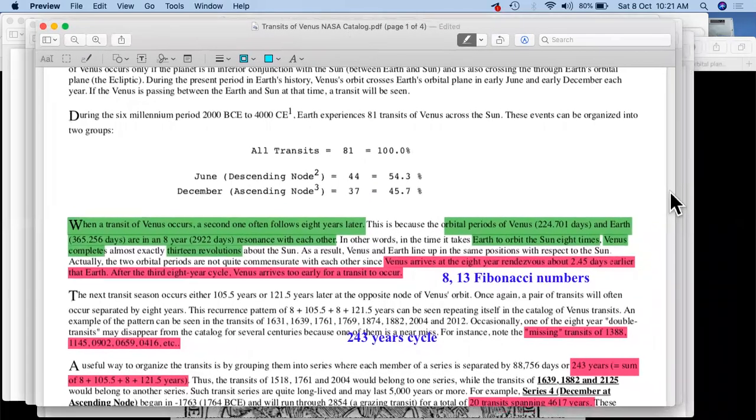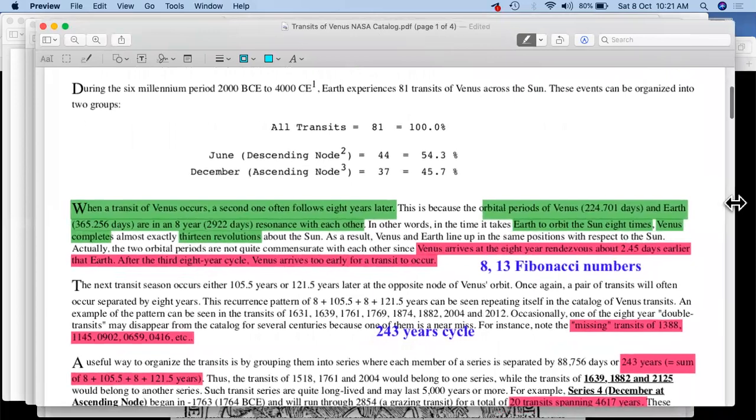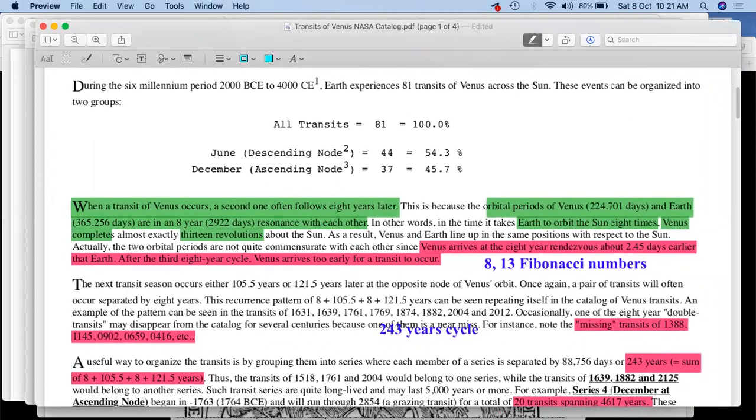Right, let me just zoom across this page if possible. Yes, better now. So that is one thing. Second thing, we'll just read further. Venus and Earth line up in the same position with respect to the Sun. Actually, the two orbital periods are not quite commensurate with each other, since Venus arrives at the 8 year rendezvous about 2.45 days earlier than Earth. After the third 8 year cycle, Venus arrives too early for a transit to occur.